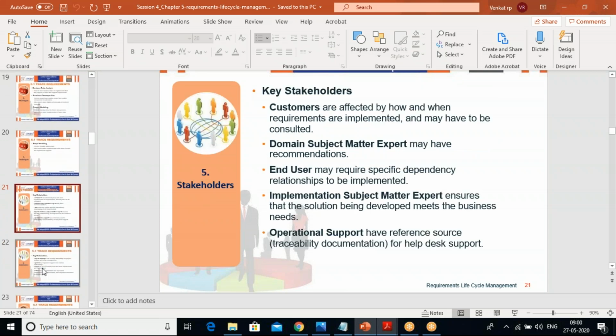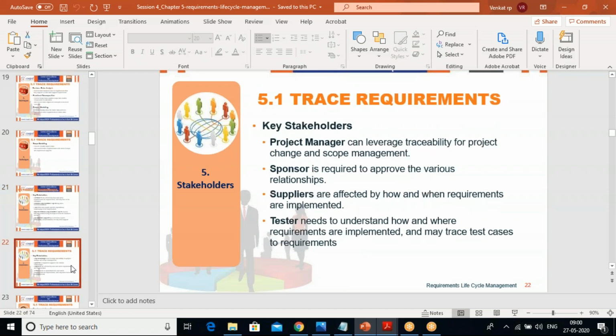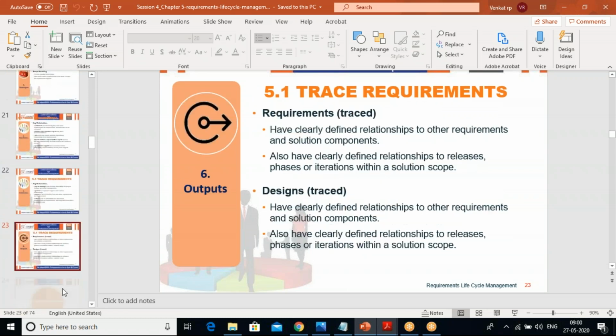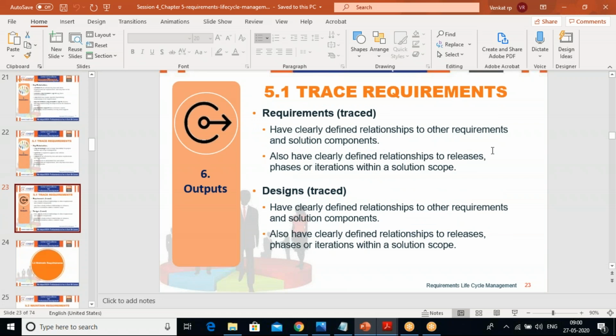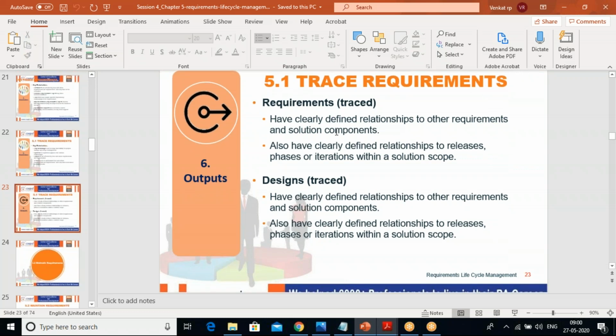Then we have to understand the key stakeholders here. One is the customer, who gives you the requirements and how they are implemented. Then the domain subject matter experts, implementation subject matter experts, the end users who will be using this, the operational support, the project manager, sponsors, suppliers, and testers. The output is requirements traced and designs traced. We should have clarity on this.